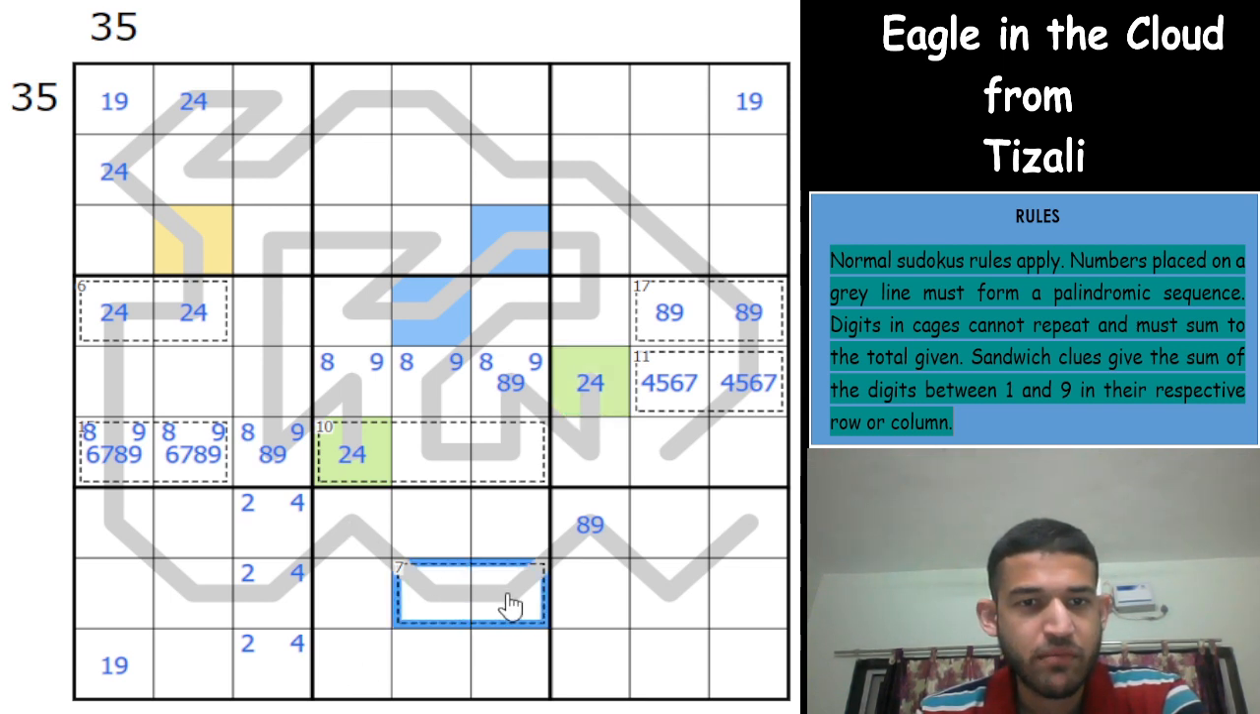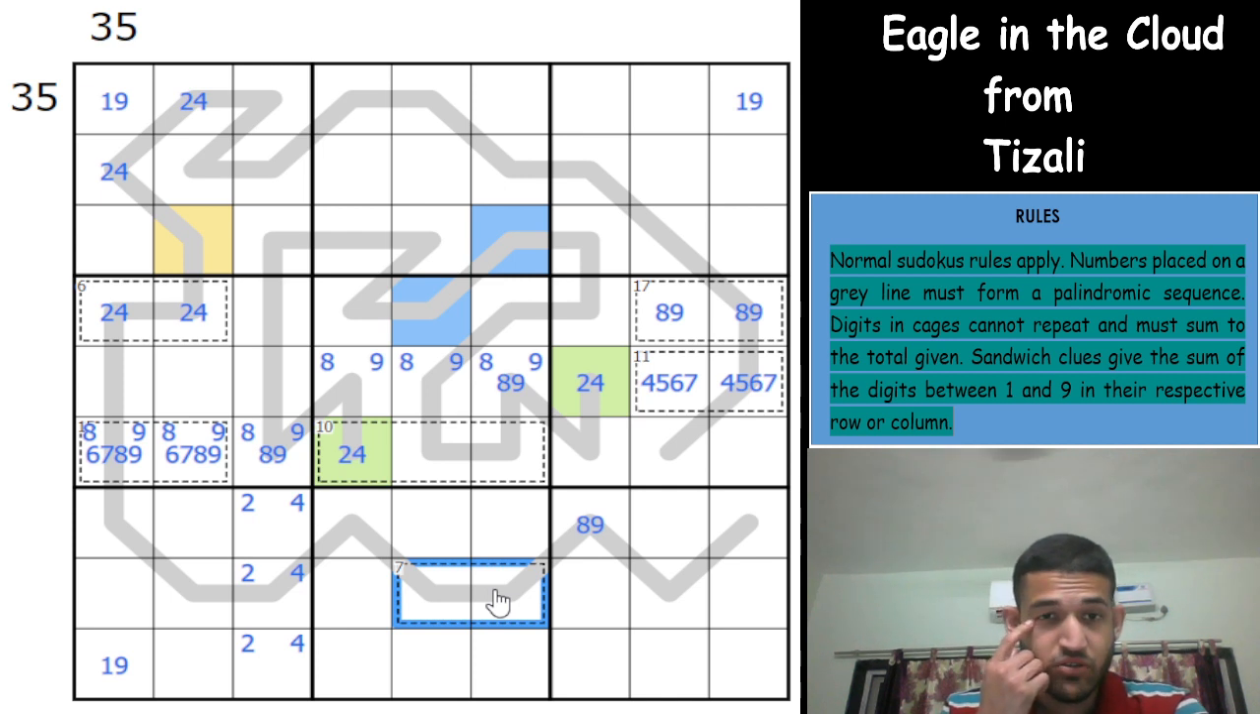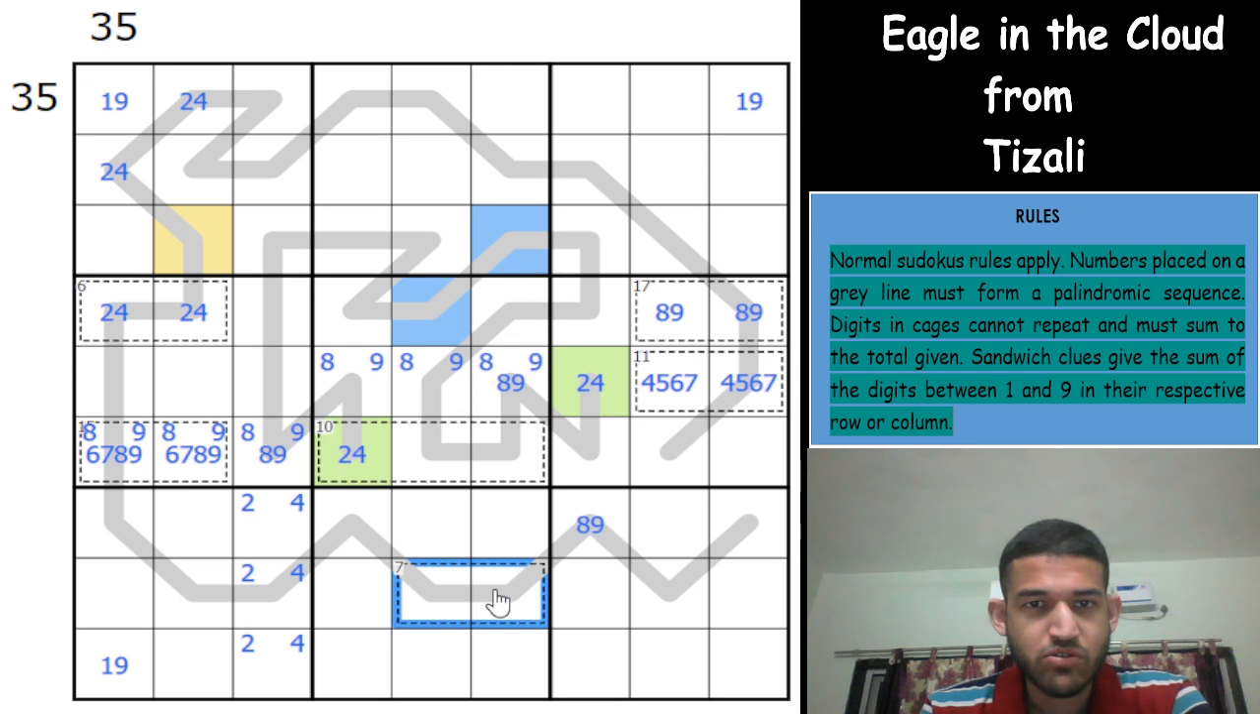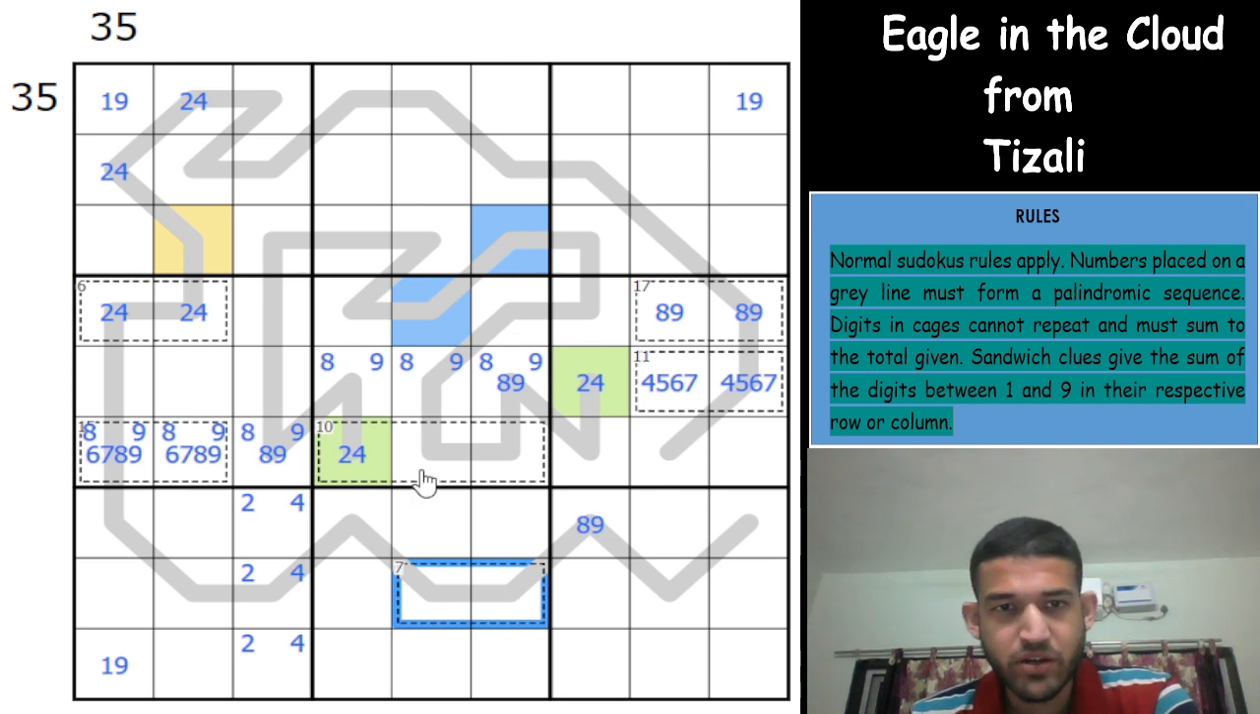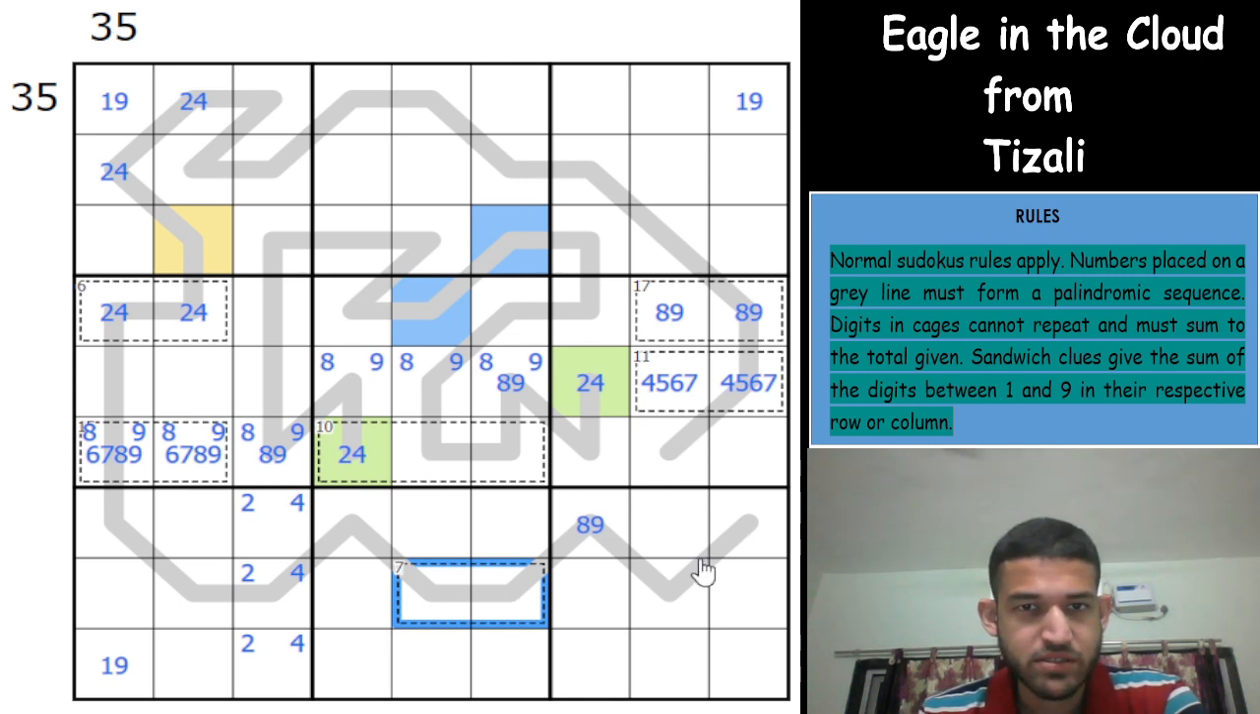Okay, can we make use of this 7? I don't think so, because 7 has 3 possibilities: 1 plus 6, 2 plus 5 and 3 plus 4. It would be too early to look for the 7s.